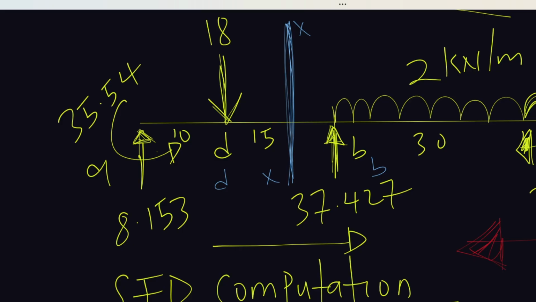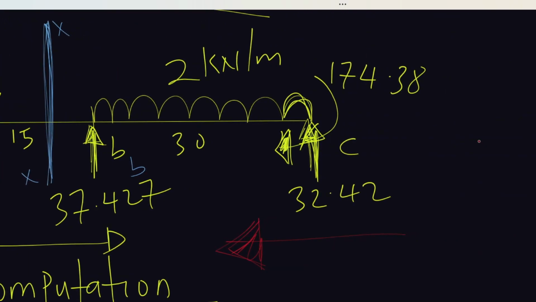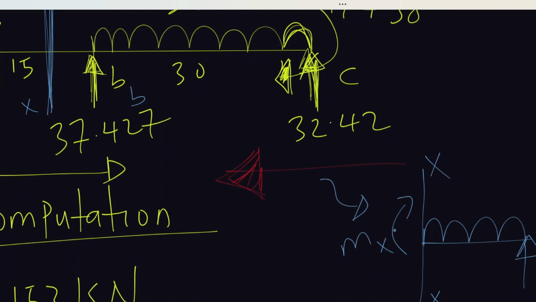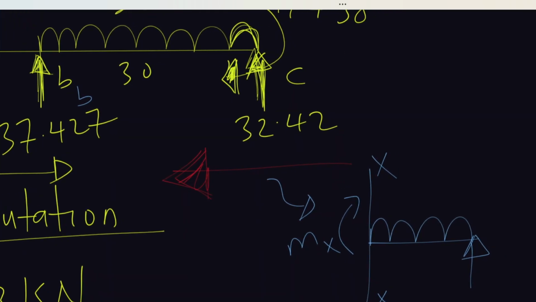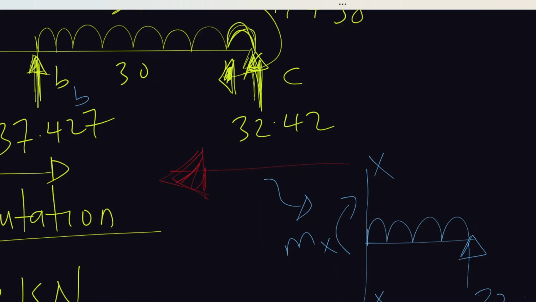Moving in this direction, I would have this. Of course, I'll cut it here in the UDL. Of course, this is Mx. Now, let me pause on this. There is 32.42x, and there is a moment here, 174.38.